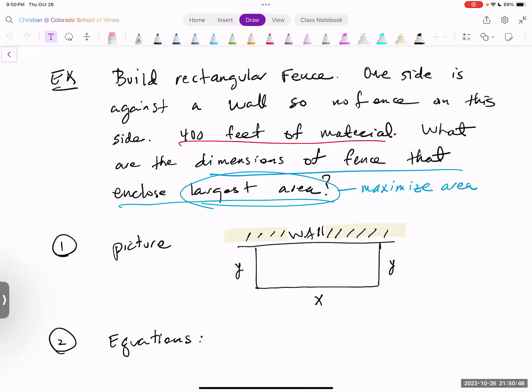So let's say we're going to build a rectangular fence. One side is going to be against a wall, so there's no fence on that side. The material we have measures 400 feet. We want to know what dimensions the fence should be to enclose the largest area. So our goal here is to set up a dimension X, a dimension Y, dimension X, dimension Y, so that we get the biggest area in here.